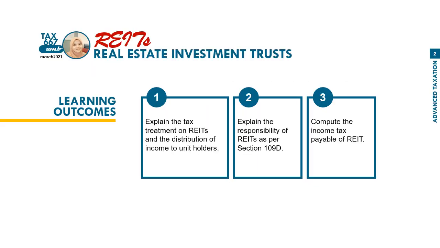Let's look at the learning outcome first. We have 3 outcomes for this chapter. First, you should be able to explain the tax treatment on REITs and the distributions of income to unit holders. Secondly, you should be able to explain the responsibility of REITs as per section 109D in pursuant to the applications of tax exemptions under section 61A. And last but not least, at the end of this topic, you should be able to compute the income tax payable for REITs. So let's get started.